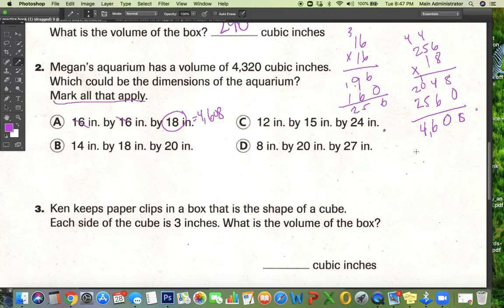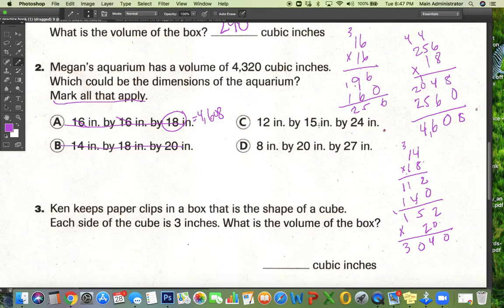Let's see. Let's do 14 times 18 for B. That's 32 and 11. And then I'd multiply that by 20. Nope, that one doesn't work either. So A and B are definitely out. Let's take a look at C.